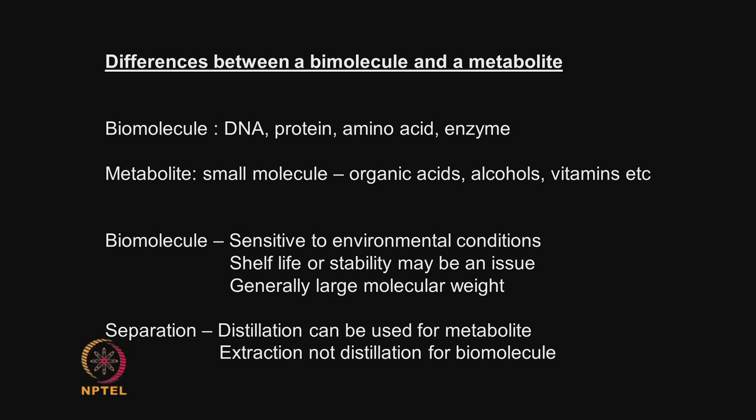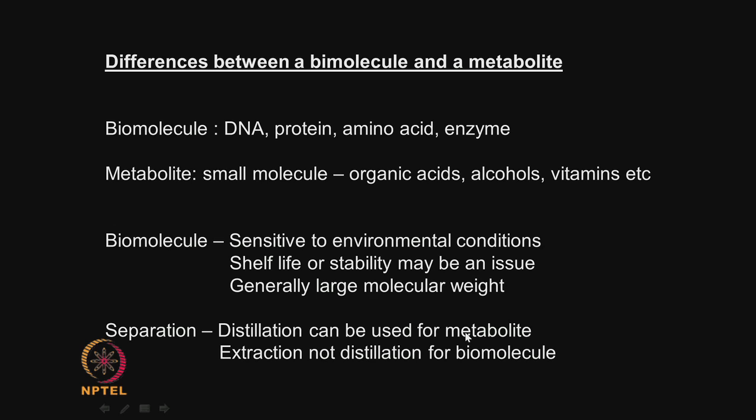Okay. I also would like to talk about the differences between a biomolecule and a metabolite, because a biomolecule could be a DNA, protein, amino acid, enzyme, whereas a metabolite is something produced by the organism. It could be a secondary metabolite, an organic acid, alcohol, vitamin, and so on. Generally a biomolecule may have a higher molecular weight, whereas a metabolite may have a lower molecular weight. A biomolecule will be sensitive to environmental conditions like pH, temperature, shelf life, and so on, whereas a metabolite might not be so sensitive to environmental conditions as well as storage conditions.